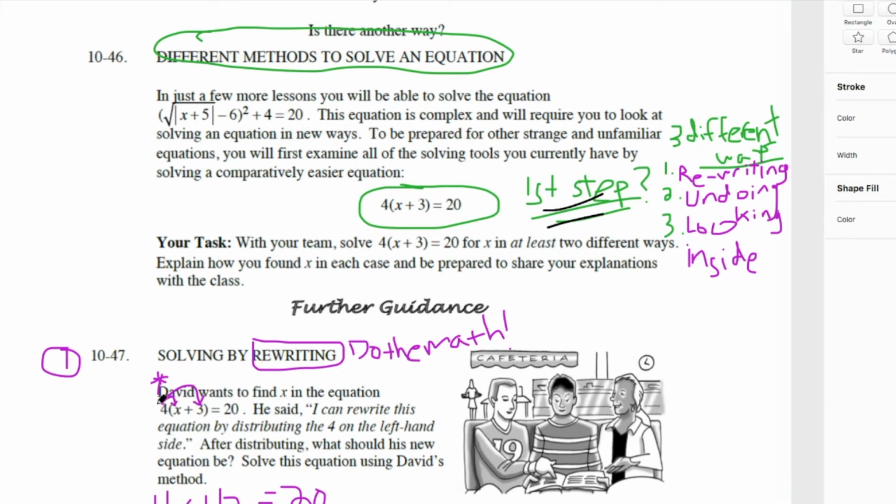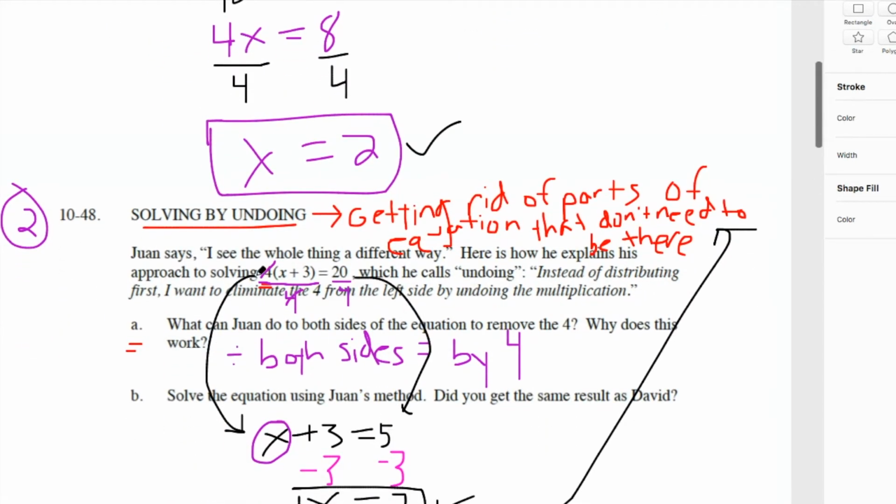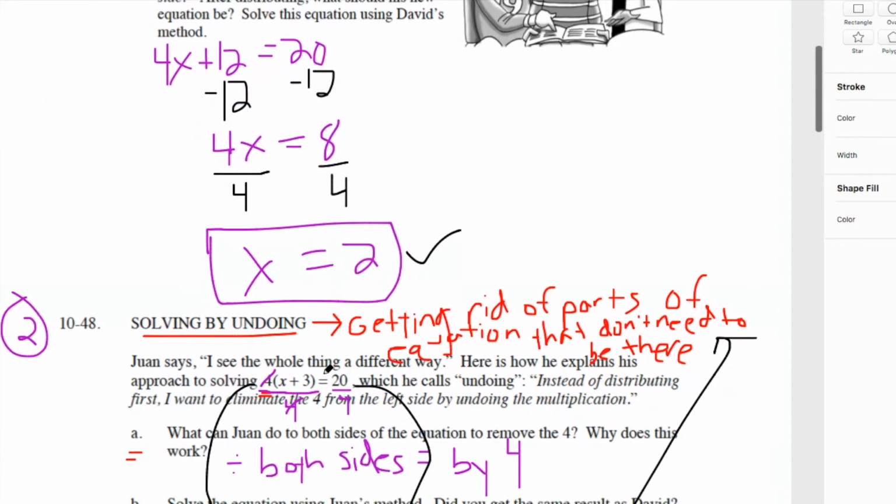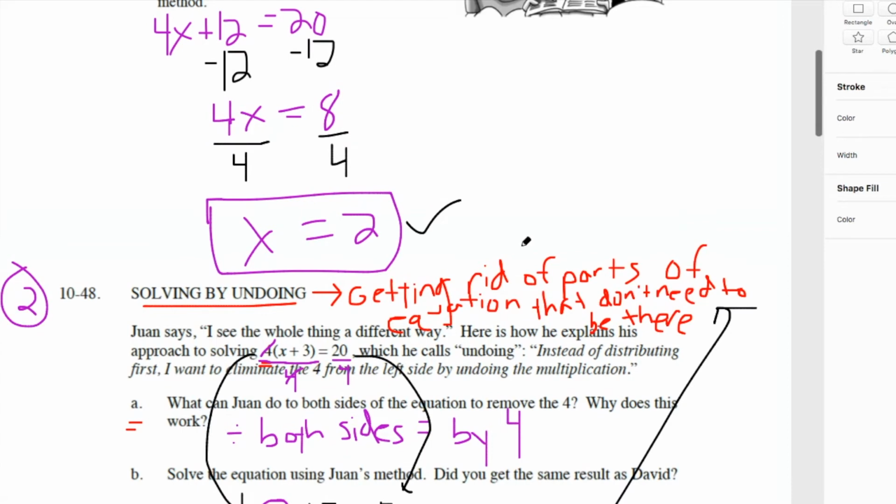So you see distribution, distribute. You see something being taken to the second power, you might as well take it to the second power. So just follow the operations that it says here, and then you might end up in a form you might be able to solve. That's rewriting. So step 1, we distributed here. Step 2, the first step of undoing, is that we got rid of the 4. We divided both sides. This is sort of undoing, is kind of inverse operations, doing the opposite.